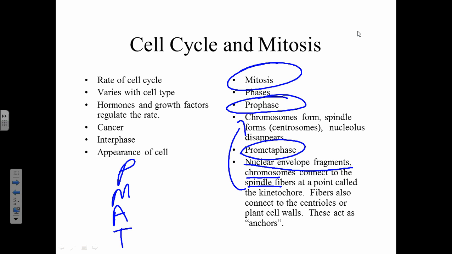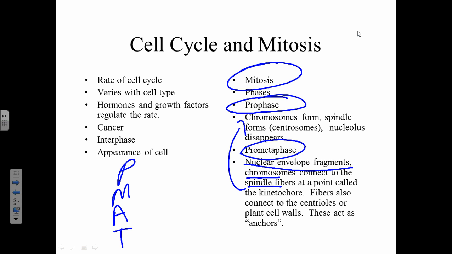There's like 5 things that happen in prophase that are important. Let me go back through them again. These are things you need to have listed. The chromosomes form. The spindles form. The nucleolus, it goes away. The nuclear membrane starts to break down, it starts to fragment. And the chromosomes connect up to the little spindle fibers. 5 main things that happen during what we're going to call prophase. Chromosomes form, spindle fibers form, nucleolus breaks down, nuclear envelope breaks down, and chromosomes connect up to the spindle fibers.